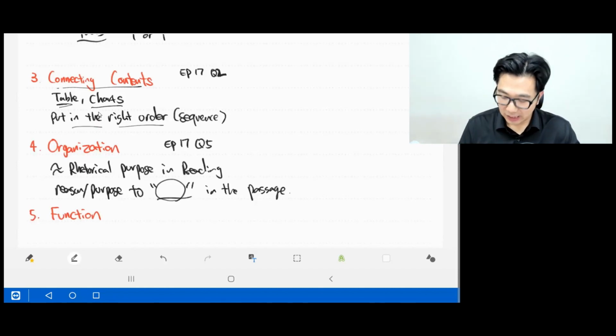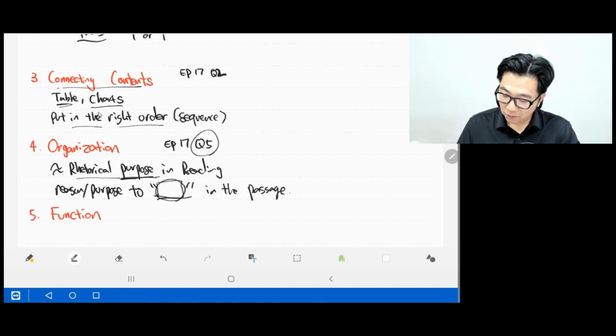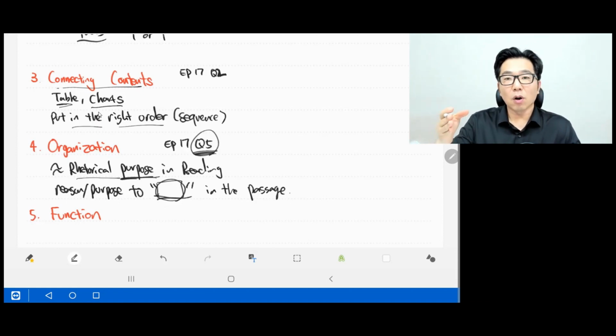Okay, so it's asking what purpose this word is playing as a tool used in this passage. So it's very similar to a rhetorical purpose question. So go back to question 5, explanation, to learn it once again, or go to the TOEFL reading lecture and look at the rhetorical purpose video, and you can understand both.